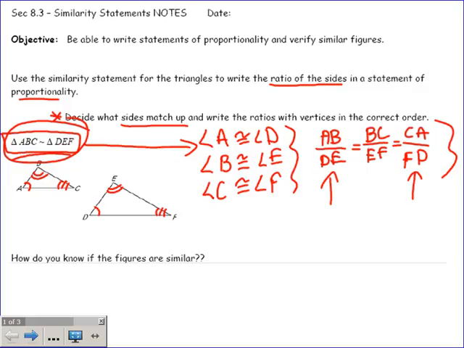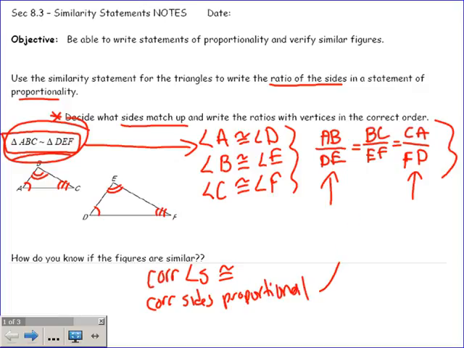How do you know if the figures are similar? How do you ever know if figures are similar? What two things do you need? Okay, so corresponding angles are congruent, which is this part here. And secondly, the corresponding sides are proportional. That's what this part over here means. So those two things: corresponding angles are congruent, corresponding sides are proportional. We've discussed that a couple different times. Any questions on the first half of this sheet?